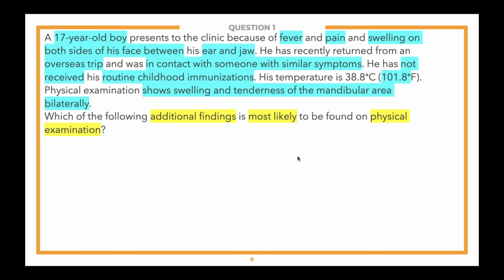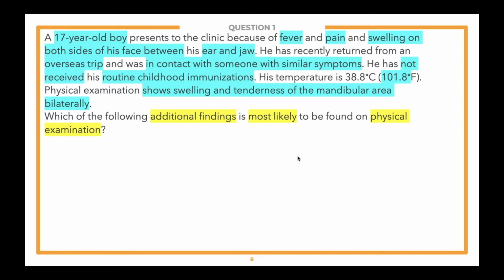And so starting off, they give us demographics. This is a 17-year-old boy. And so usually, a lot of these clinical questions are going to give you those demographics right off the bat. And so it's very important to make note of that because that can clue you in as to what's going on in this question. So you always want to make note of those demographics.